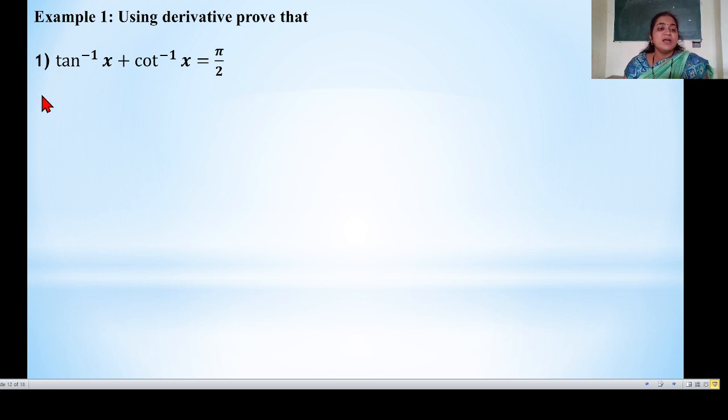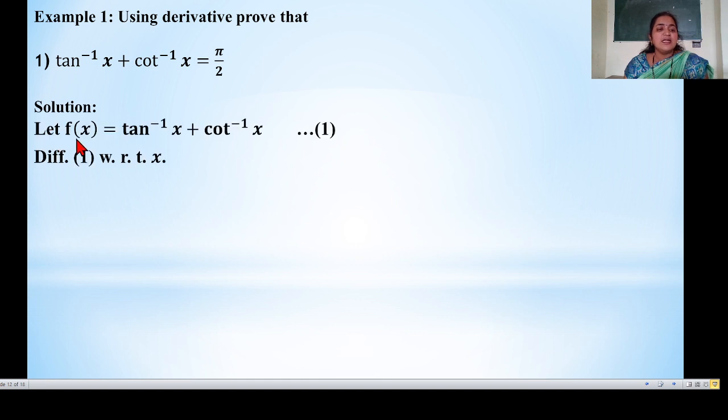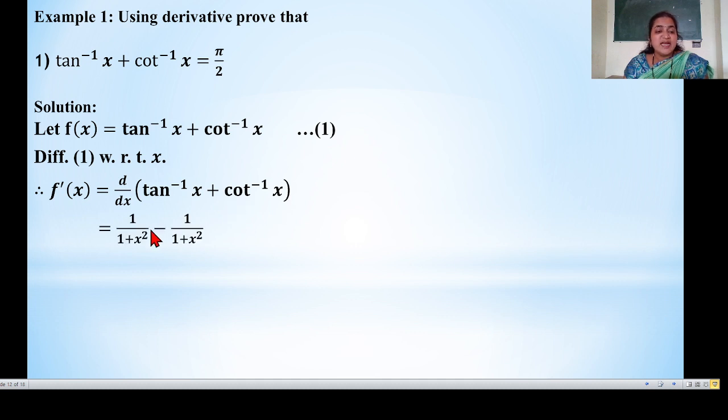So let's start. Solution: let f of x is equal to tan inverse of x plus cot inverse of x. This is our equation 1. Now differentiate this equation with respect to x. So f dash of x is equal to the derivative of tan inverse of x, which is 1 upon 1 plus x square, plus the derivative of cot inverse of x, which is minus 1 upon 1 plus x square. So we get 1 upon 1 plus x square minus 1 upon 1 plus x square. Both are the same thing, so f dash of x is 0.